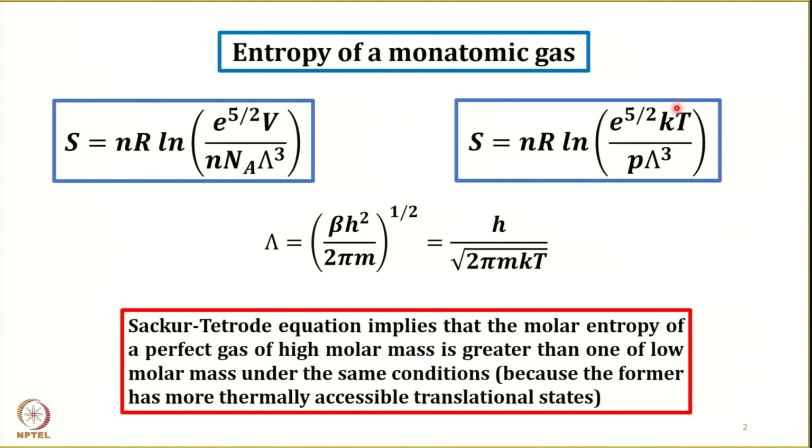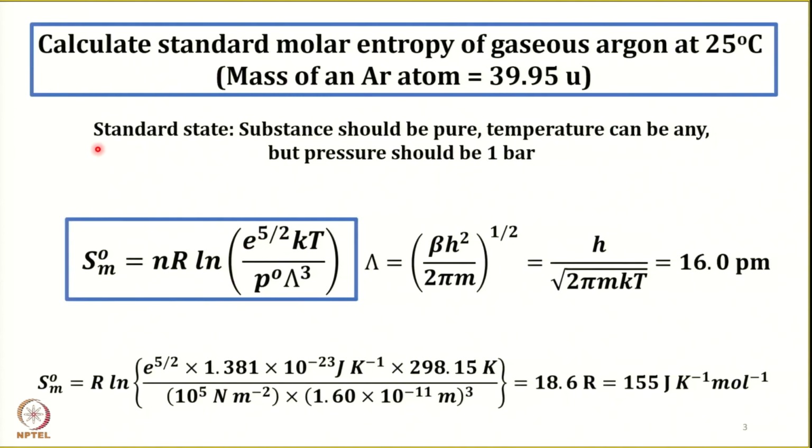We also discussed last time that if the molar mass is higher, then the thermal wavelength is lower, and if the thermal wavelength is lower, then entropy is higher. That is what is captured in this comment: the Sackur-Tetrode equation implies that the molar entropy of a perfect gas of high molar mass is greater than that of low molar mass. That means if the molar mass is low, lambda will be high, and if lambda is high, then entropy will be less. Let us further discuss entropy.